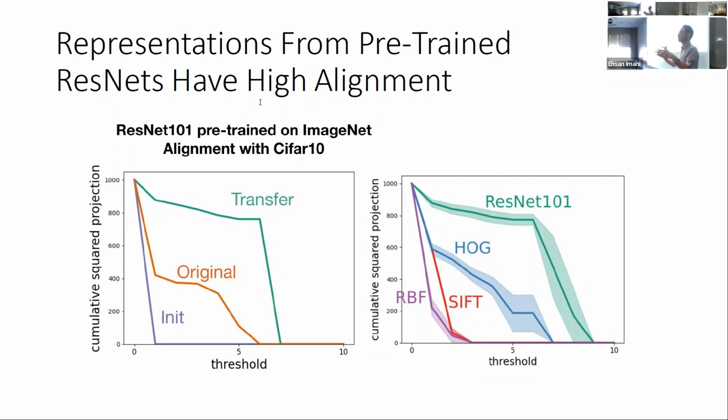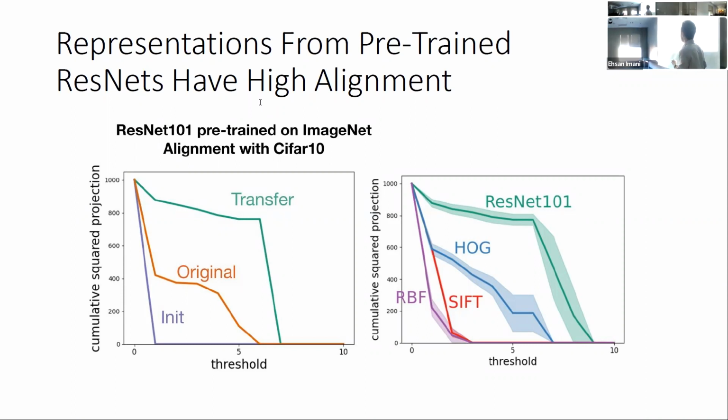We extract a representation from that pre-trained neural network, the last hidden layer of it, and we compute the alignment curve as we had before between that representation matrix and the labels of those data points. Again, we have minus one and plus one labels for this binary classification problem. And we get a pretty high alignment curve that stays high for a very large threshold and falls down at a later threshold.